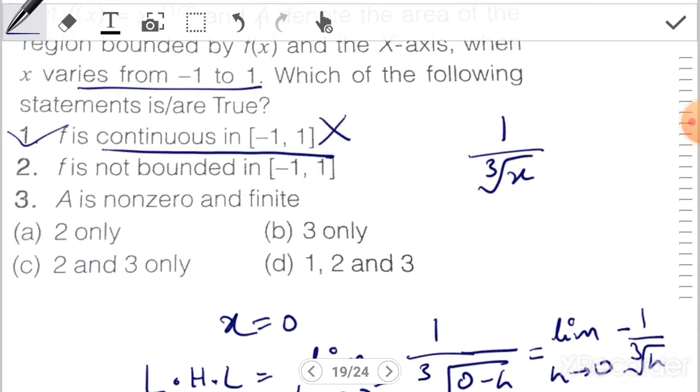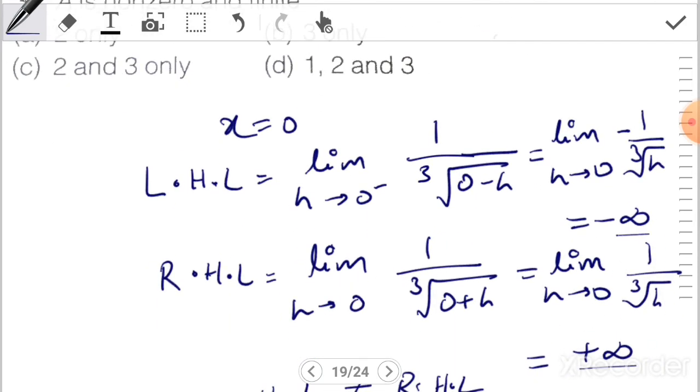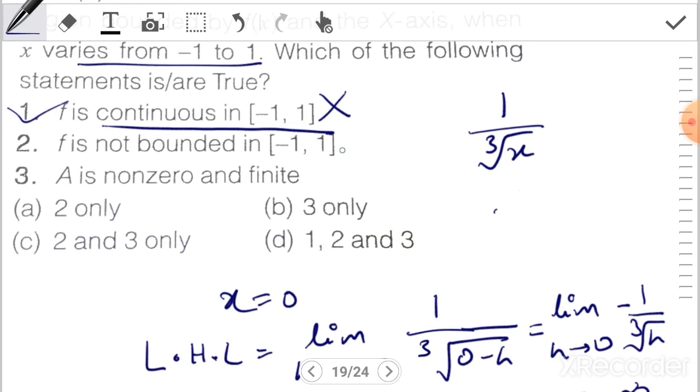This is false. Now let us check the second statement. f is not bounded in minus 1 and 1. At x is equal to 0, it goes to minus infinity and plus infinity. We just checked, so that means the function is not bounded. So this is true. Second statement is true. Next, a is non-zero and finite.